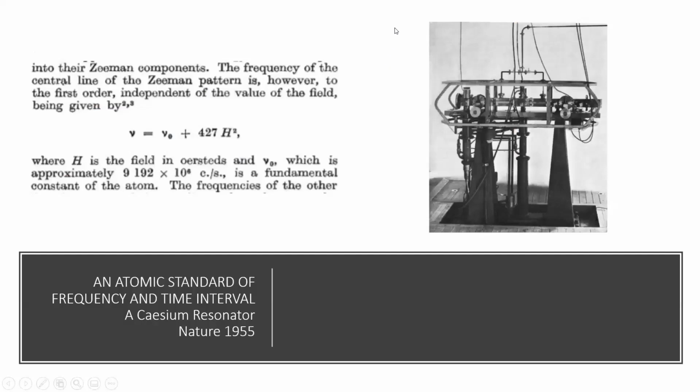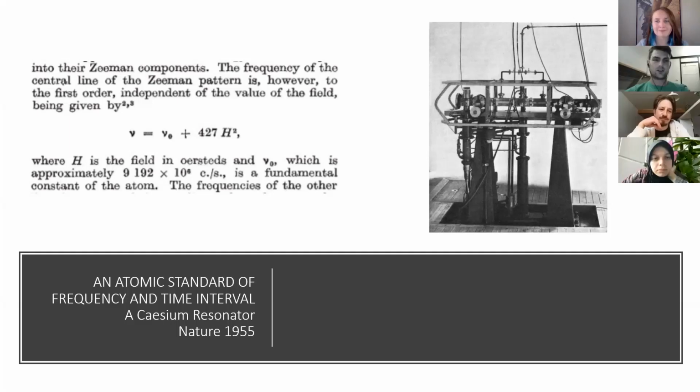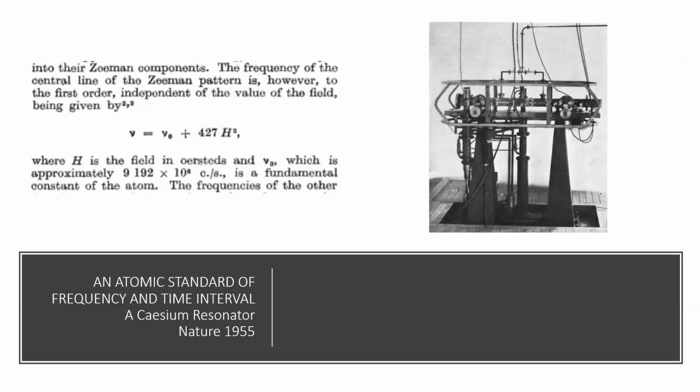So I want to kick things off by talking a little bit about an atomic clock. Here is a cesium resonator in the Nature paper from 1955 that kicked it off as a frequency reference. And I'll read a quick passage from it. The frequency of the central line of the Zeeman pattern is, however, to first order, independent of the value of the field given by some expression, where H is the field in Oersteds, some old unit of magnetic field, and ν0, which is approximately some number of counts per second, a fundamental constant of the atom.